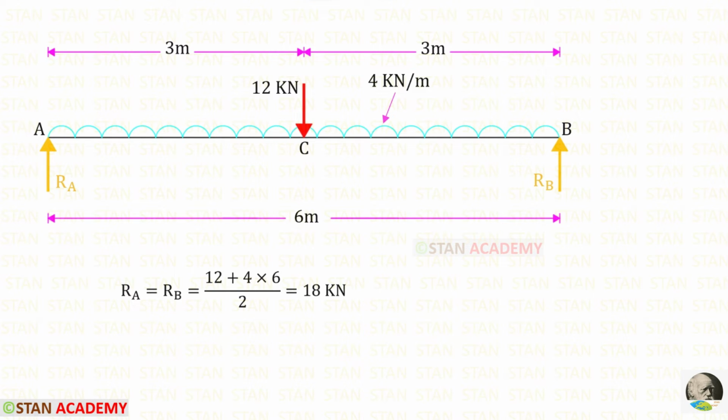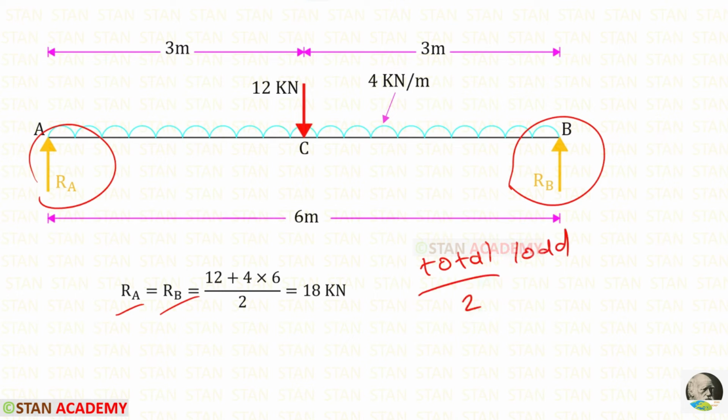Let us find the reactions RA and RB. We know that in this beam we have symmetrical loading. So to find the reactions, we have to divide the total load by 2. Initially, we have already done that. For RA and RB, we have got 18 kN.